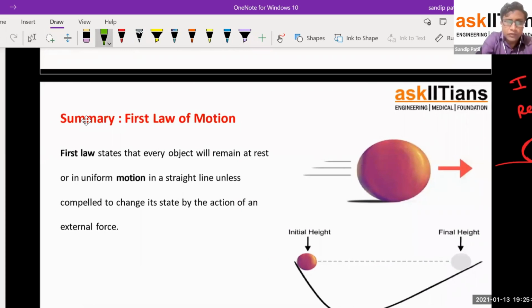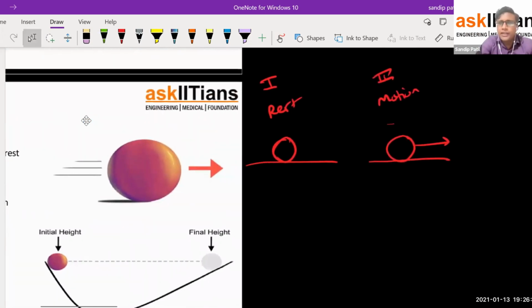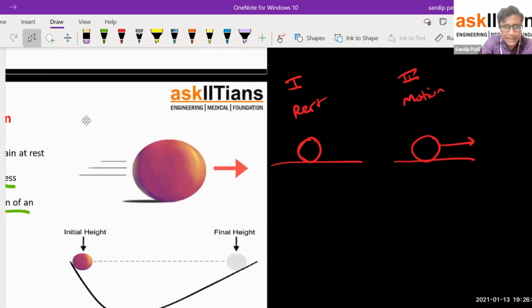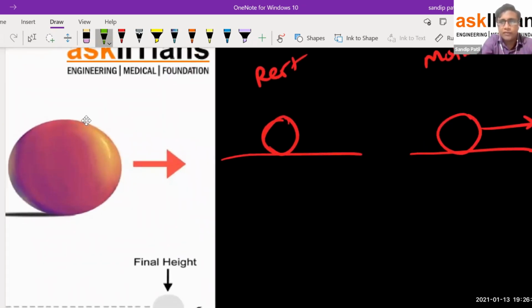Consider, he says the object will remain at rest, which is very easy to understand, not a big deal, or in uniform motion unless compelled to change its state by the action of an external force. Unless compelled to change means unless stopped or direction is changed by the action of an external force, right? So when he was talking about this ball moving, he is assuming obviously there is no external force. But in general there are a lot of forces acting on this ball, right? So consider if I throw the ball on the ground, which is rolling on the ground, which forces are acting on that? First force is obviously the friction, the first important force, which we can call the frictional force.